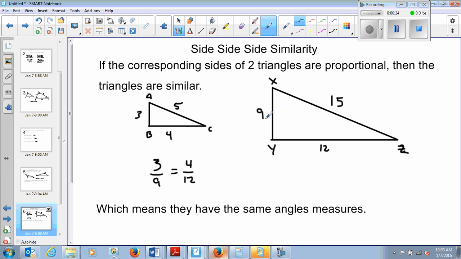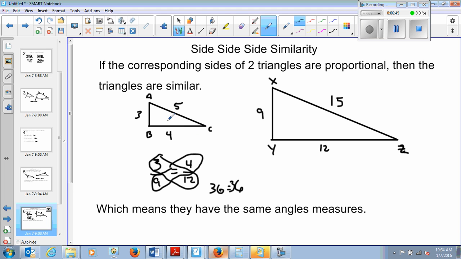So is 3 to 9 the same as 4 is to 12? Well, we can solve this by cross multiplying. We do 3 times 12 gives us 36. We do 4 times 9, which also gives us 36. So yes, those two sides are proportional. We need to check the last sides.